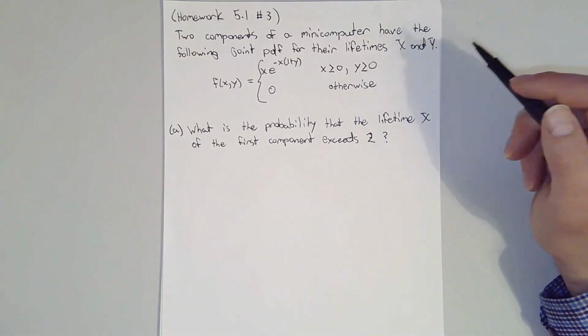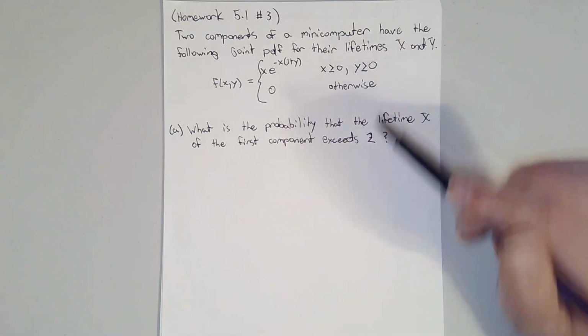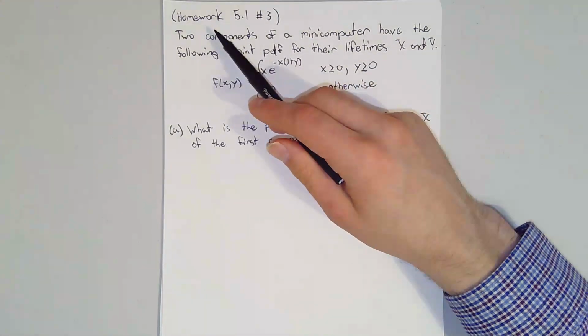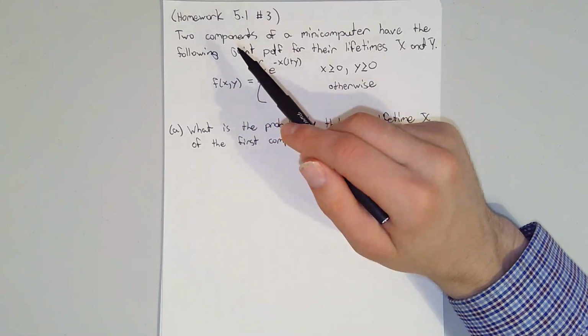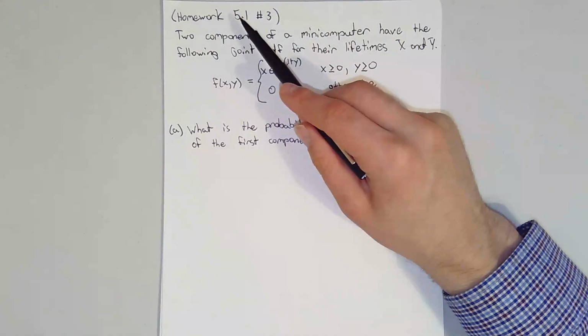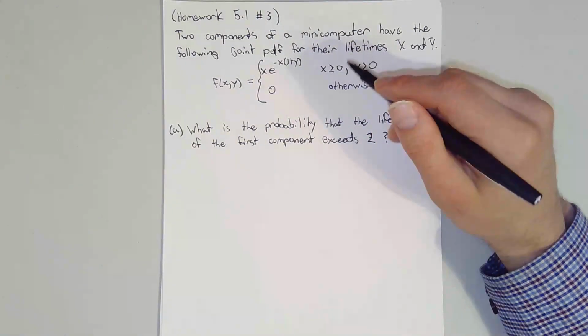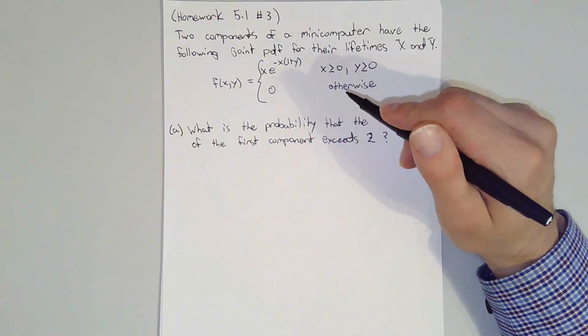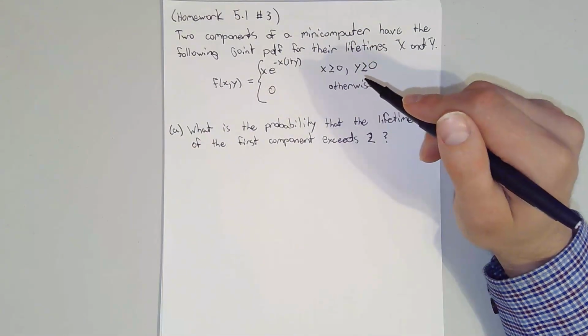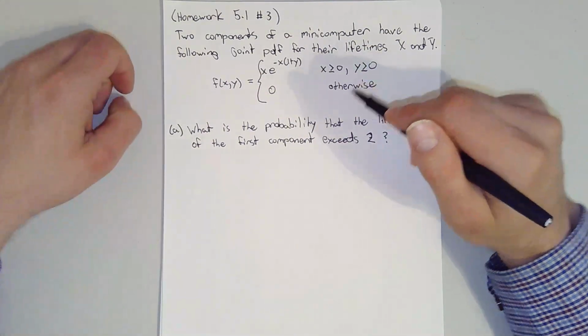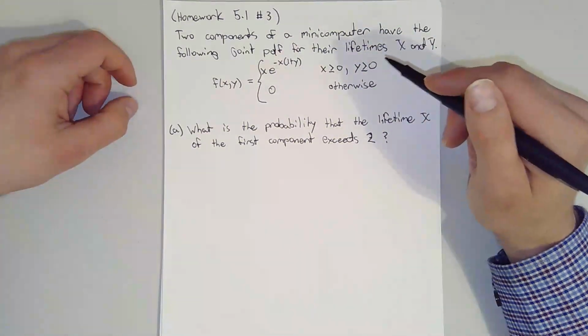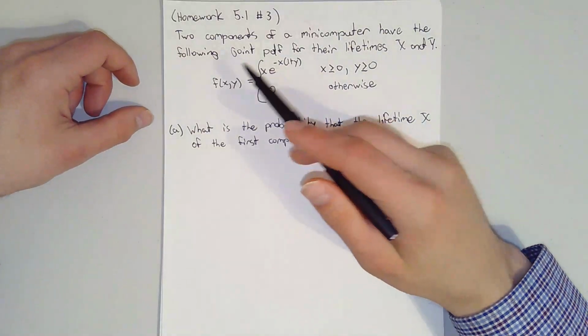Welcome back. In this video, we'll be discussing homework 5.1, problem number 3. So this is from WebAssign, section 5.1, problem number 3. I pulled this directly from WebAssign, and this goes well with continuous random variables, the joint PDF for two continuous random variables. So here's how the problem goes.